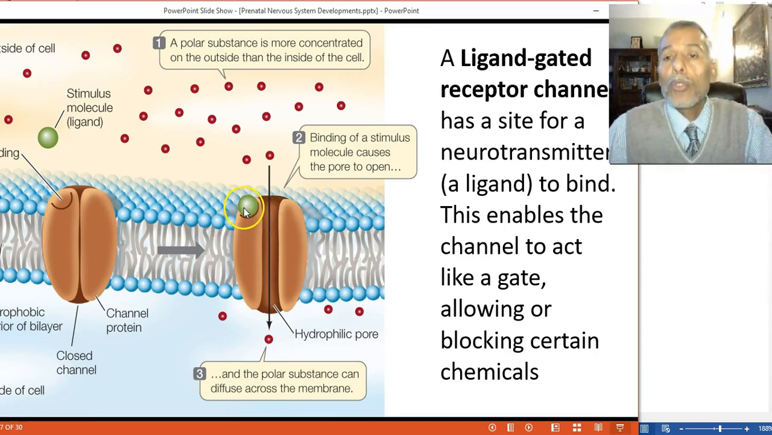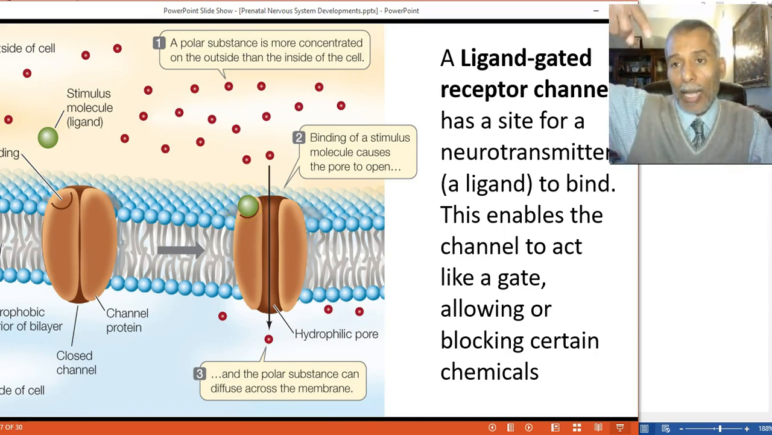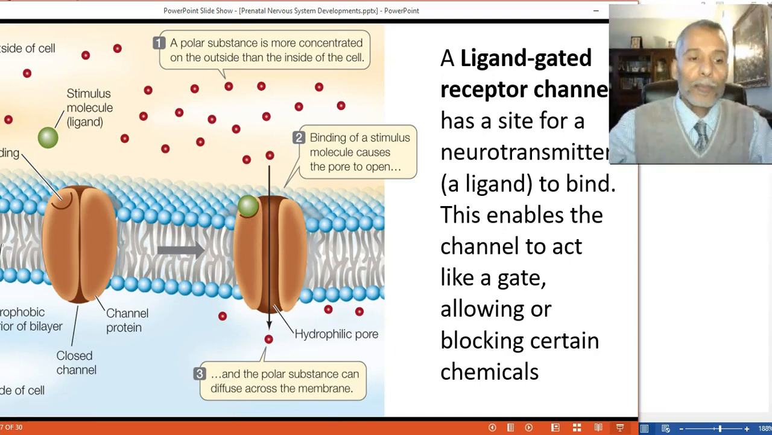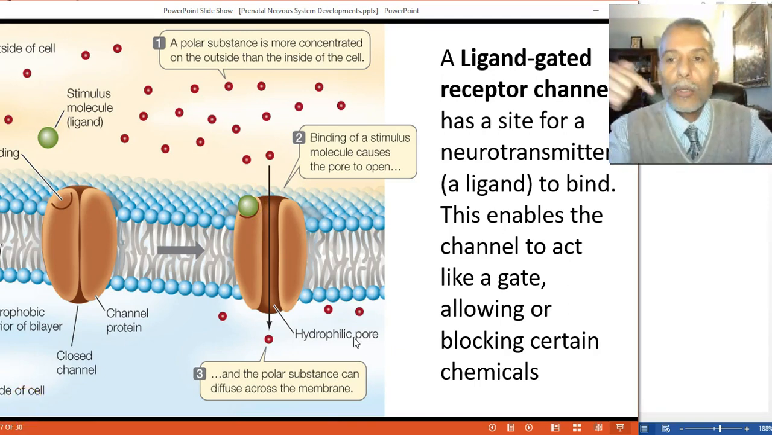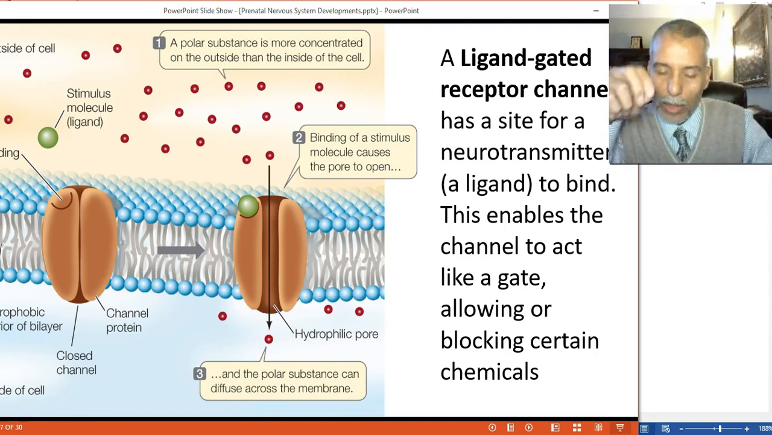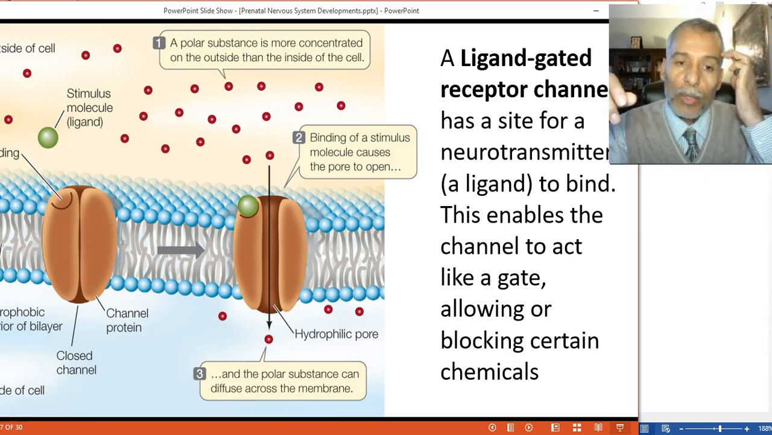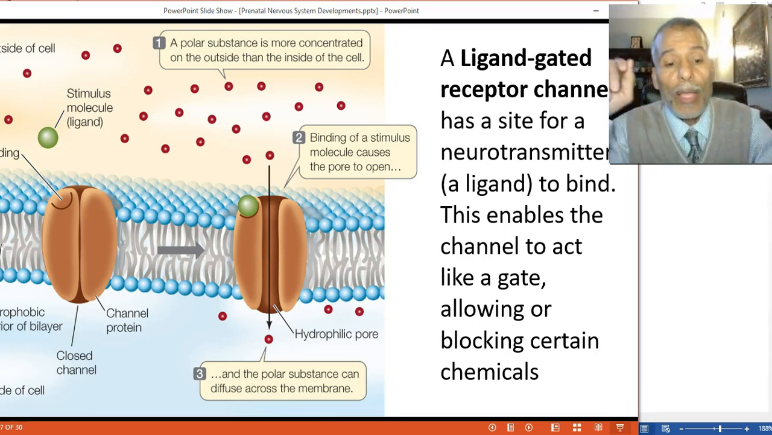But it's important to know that the neurotransmitter itself does not go into the postsynaptic membrane. It just does its work from outside. It functions like a key into a lock. So it has its own site, and once it goes in and activates this particular receptor that is made for it, then it does its work and then takes off.